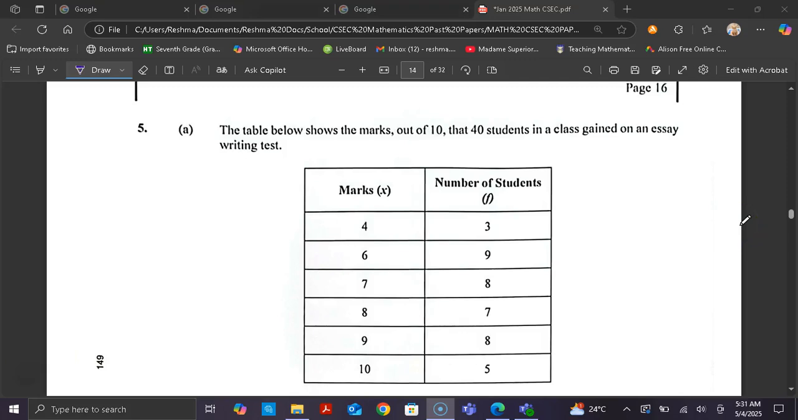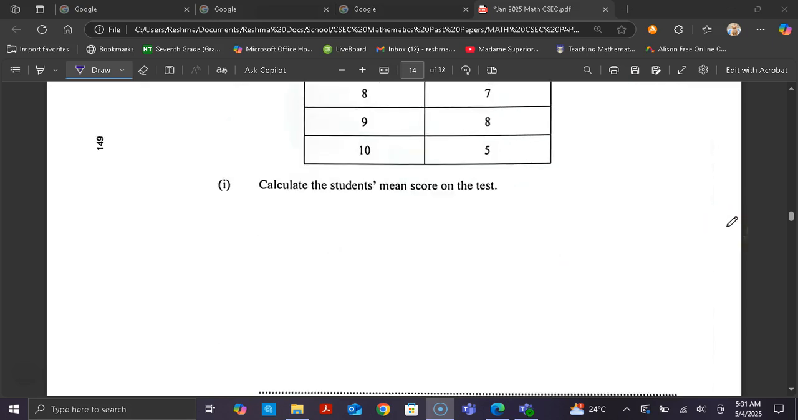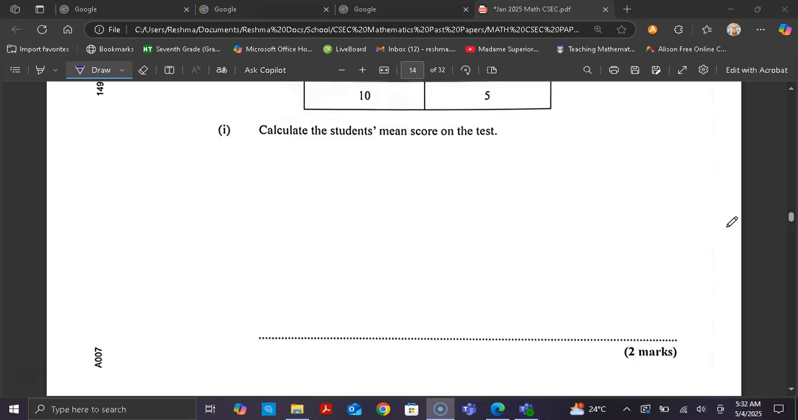So we're continuing with January 2025 Math CSEC Paper 2. We're on question 5, which is on statistics. So we have a table showing the marks out of 10 that 40 students in a class gained on an essay writing test. So you have marks, which is given the variable x, and number of students, which is the frequency f. So part 1, calculate the student's mean score on the test, and this is with 2 marks.